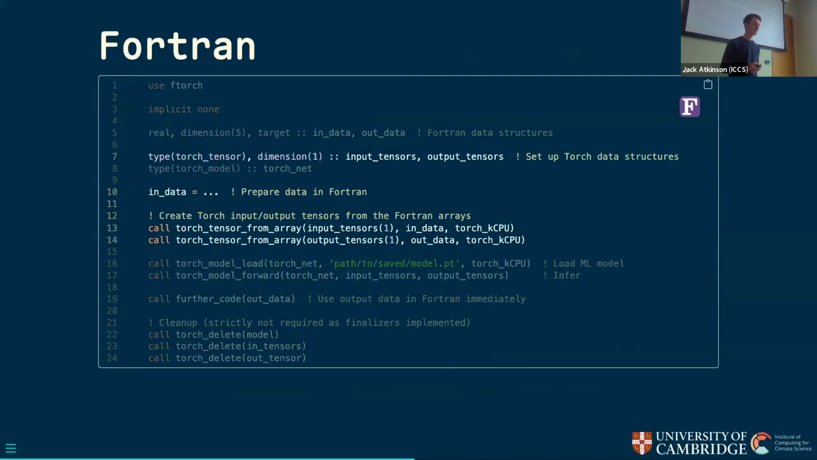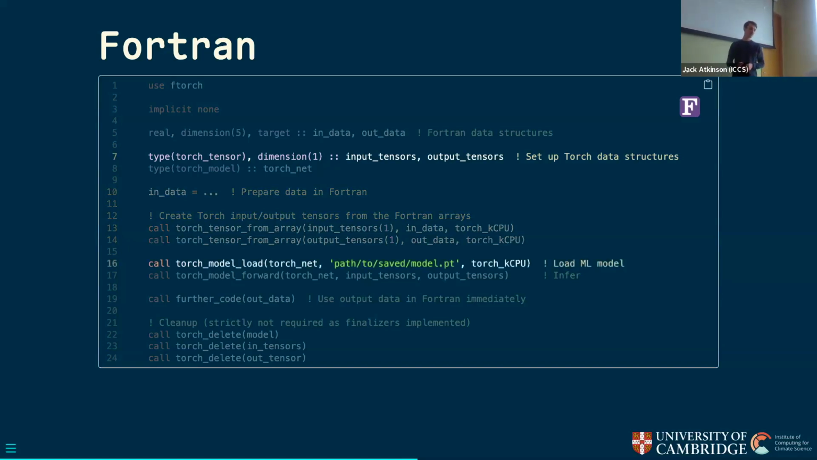We set up some tensors. So you can see that these are actually arrays of tensors, but that's kind of a minor point. There's this torch tensor derived type, which is like a class in Fortran. And basically, we create these. We initialize some input data where here in data is an array. And then we can use this torch tensor from array to associate them together. So this is what I was saying before about how the tensor just points to the data that's contained in the Fortran array. So here we're associating them together, and we're saying that the tensors live on the CPU in this case.